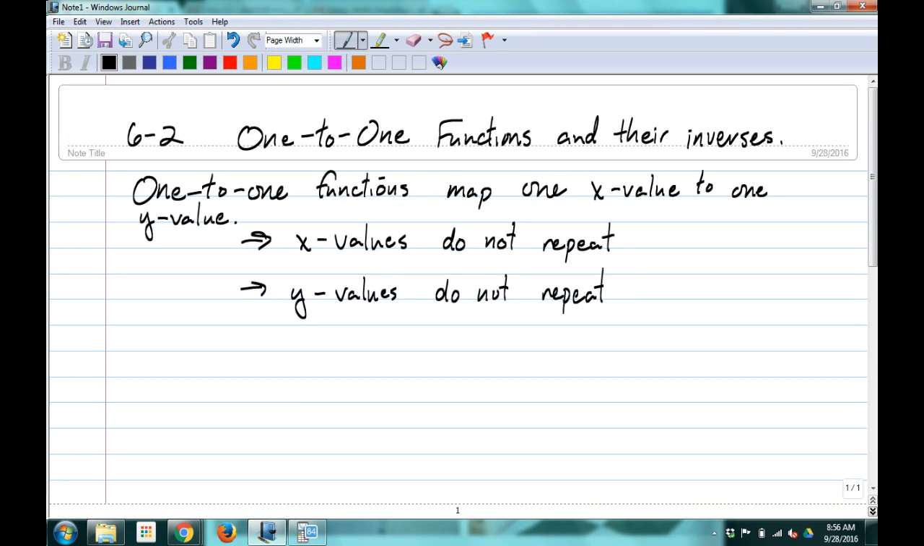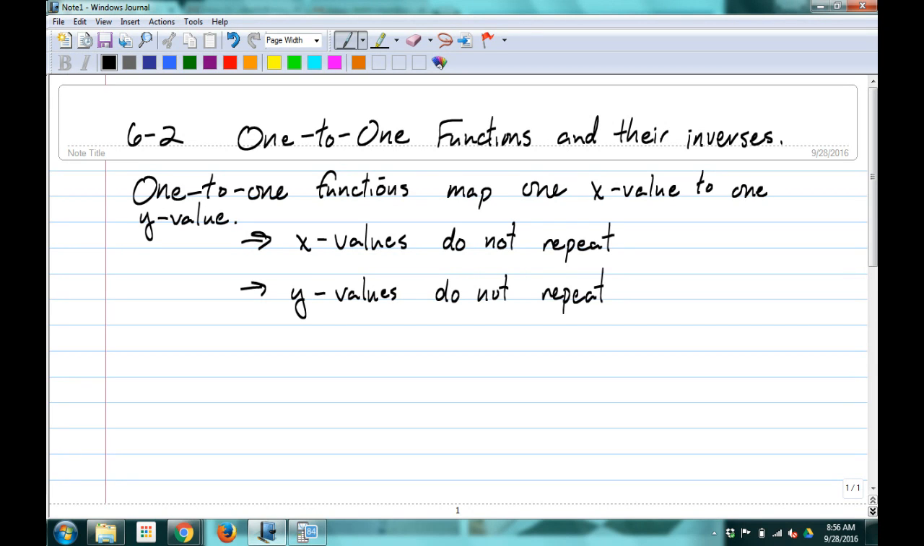Now, if you've got a set of ordered pairs, you're just going to inspect that and say, are any x's repeating? If there are no x's repeating, check the y's. Are any of those repeating? If neither of them repeat, then you've got a one-to-one function as a set of ordered pairs. I don't think there's any need in us going through examples of looking at ordered pairs.